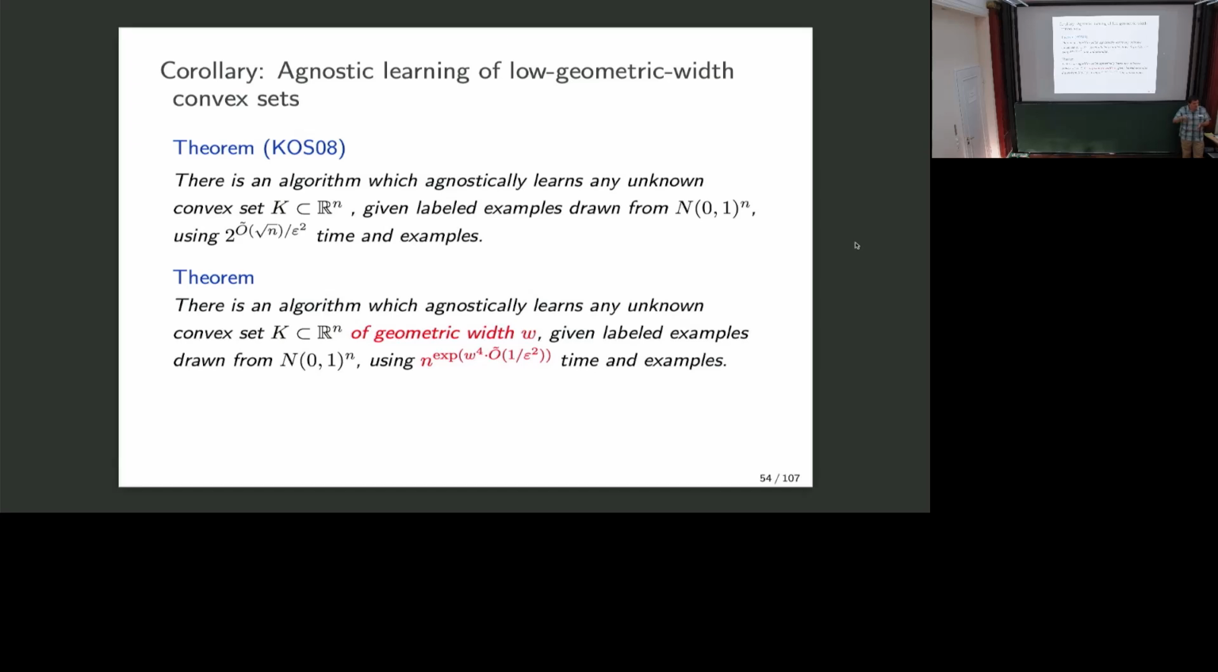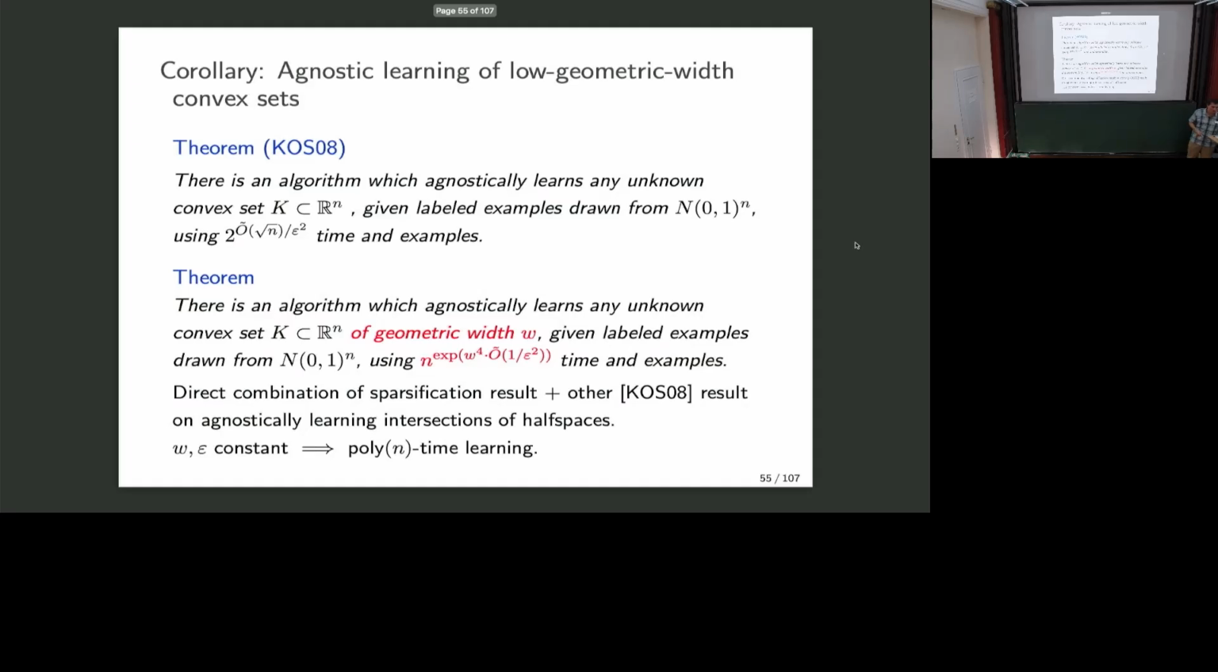So now we're going to specialize. It turns out that using this technology, being able to approximate small width convex sets, if you have an extra assumption, if you know that the unknown convex set you're learning has bounded geometric width, it's an intersection of half spaces that are all w close to the origin, then it turns out you can learn with many, many fewer examples. You can learn with just a polynomial number of examples if the width is constant and this accuracy parameter is constant.